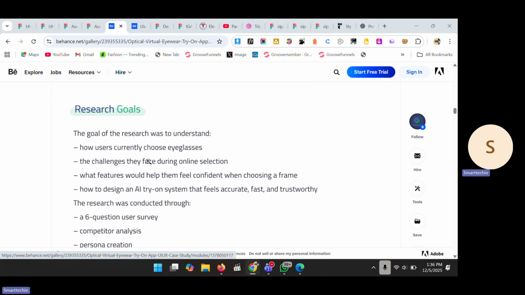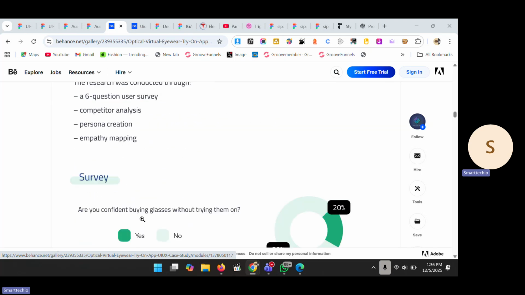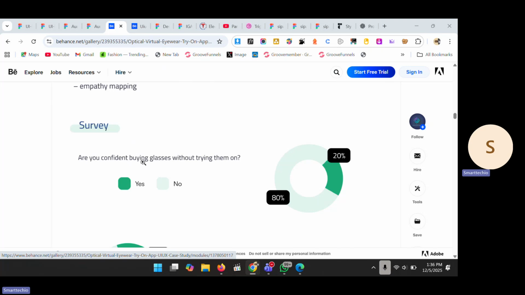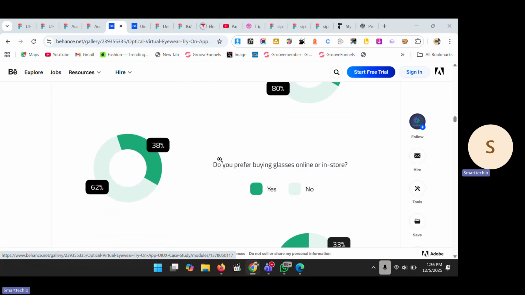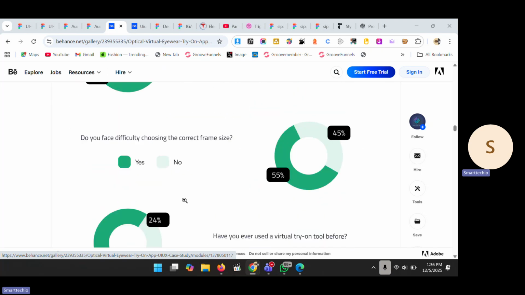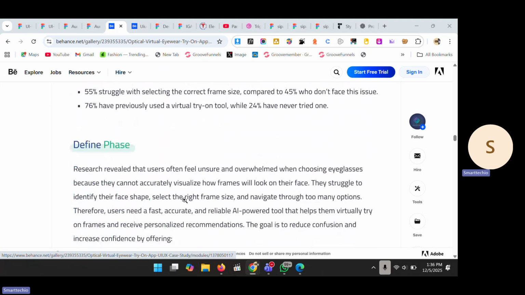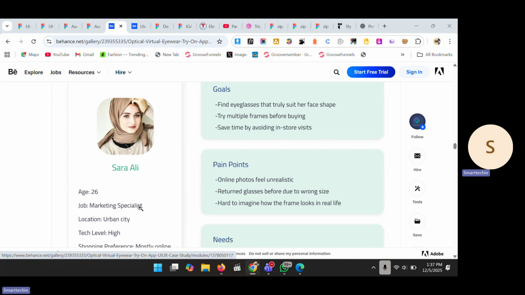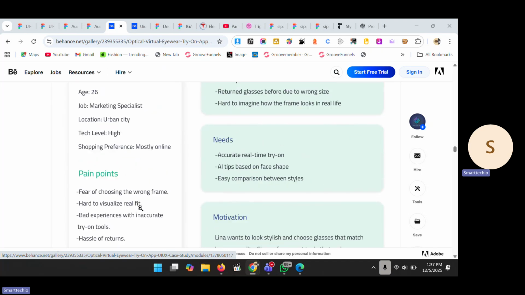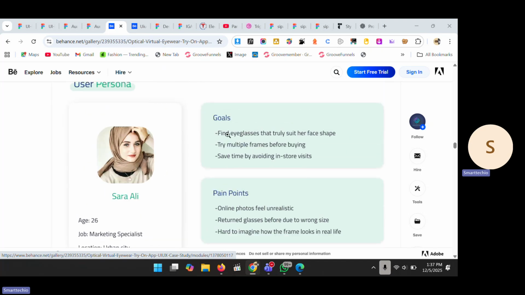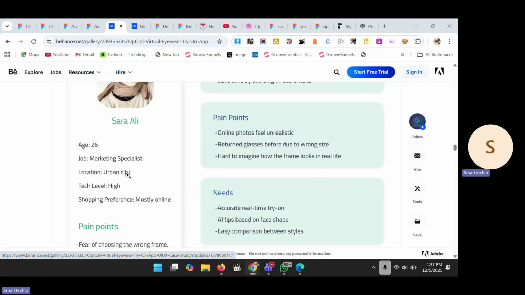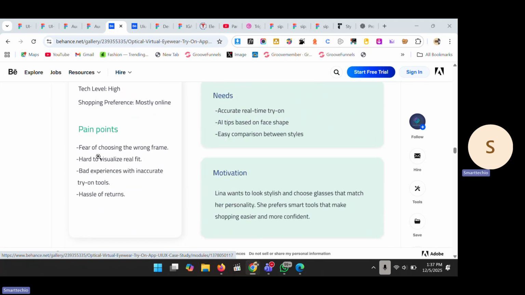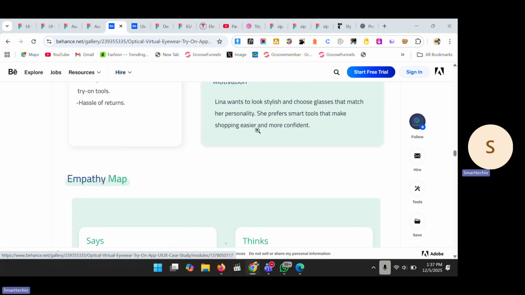The goal of research was to understand how users currently choose. So this is the survey question: are you confident buying glasses without trying them on? These are the questions sent out, so that they can have the best solution. This is the define stage: the user persona that was created based on the people the person interviewed. As you can see, the goals, the pain points, the details about the person, the needs, and what motivates the person.